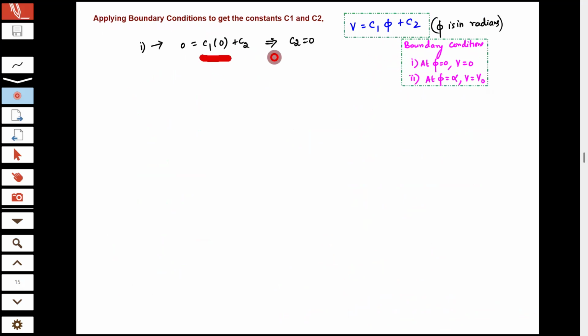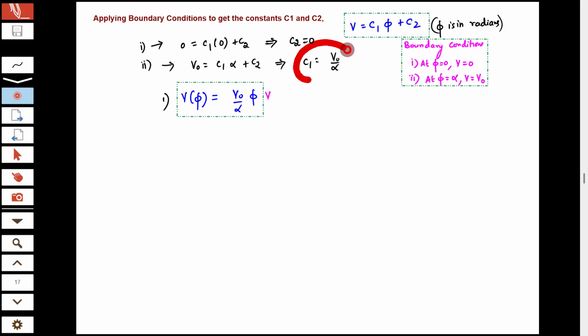Applying the first boundary condition, V is 0 at angle phi 0, thereby 0 equals C1 into 0 plus C2, and this gives C2 as 0. Now by applying the second boundary condition, at angle phi equal to alpha, V is V0. So V0 equals C1 alpha plus C2. We already know C2 is 0. Thereby C1 becomes V0 by alpha. Now by substituting C1 and C2 in the expression for V, we will get V, which is a function of phi, as V0 by alpha into phi.